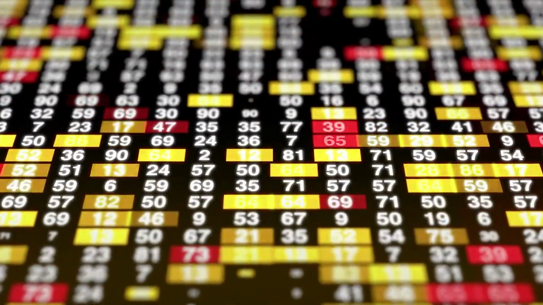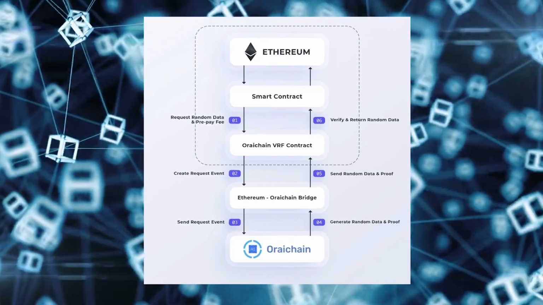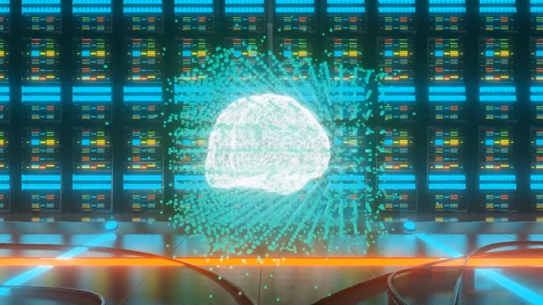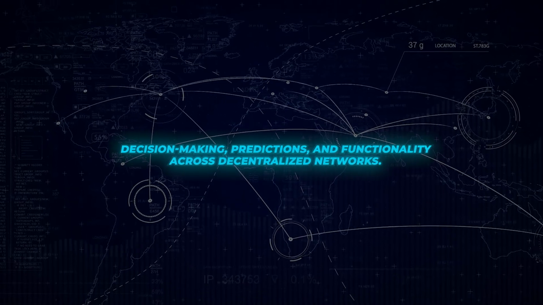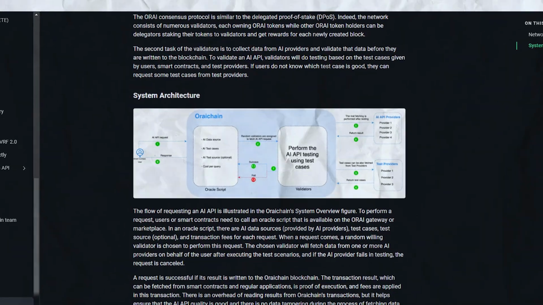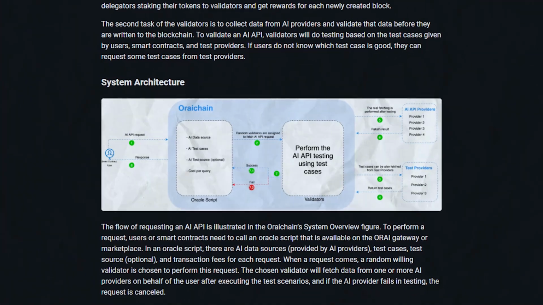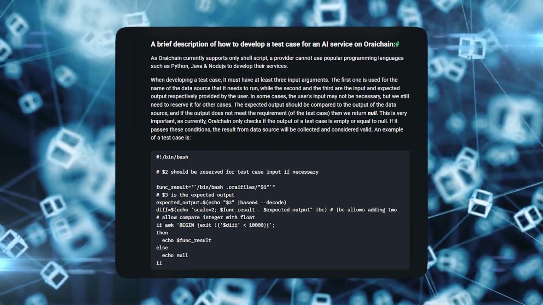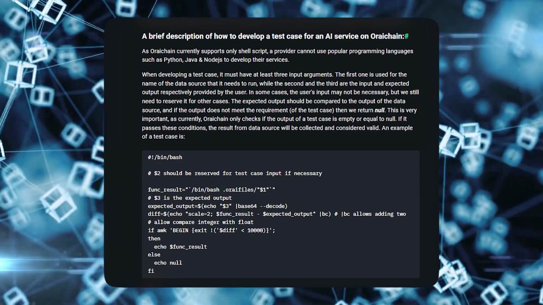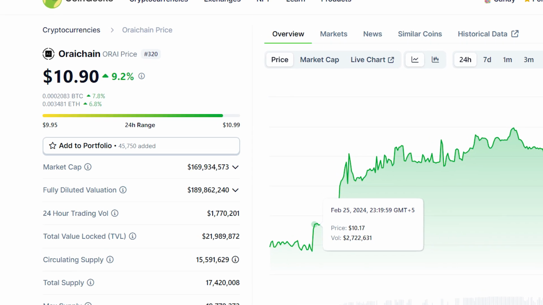As interest surrounding AI crypto reaches a fever pitch, Oraichain stands out from typical data oracles focused strictly on price feeds. Instead, Oraichain unlocks the boundless potential of artificial intelligence to enhance decision-making, predictions, and functionality across decentralized networks. Here's a high-level view. Oraichain validators ensure reliable data delivery from external AI APIs to blockchain environments. Using test cases submitted by users, validators examine AI model quality before registering results on-chain. This verification safeguards accuracy, while the OraAI token incentivizes honest participation.